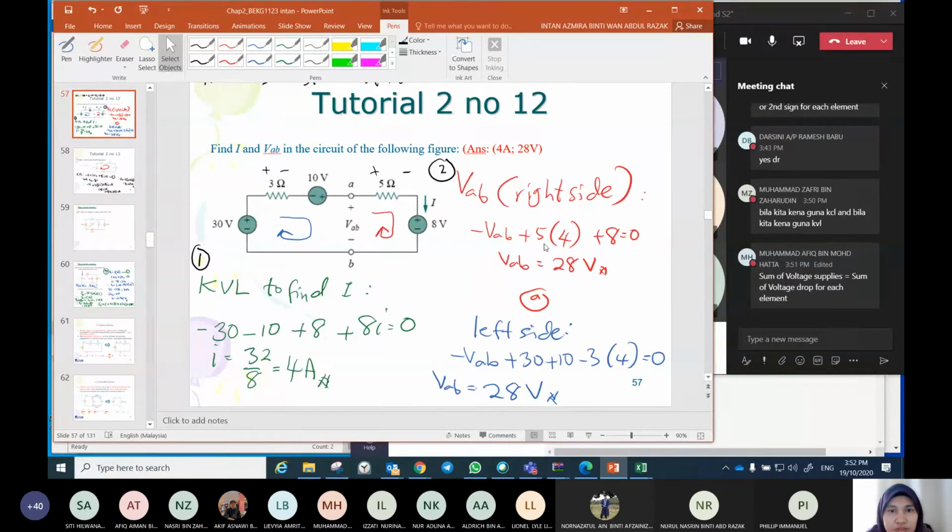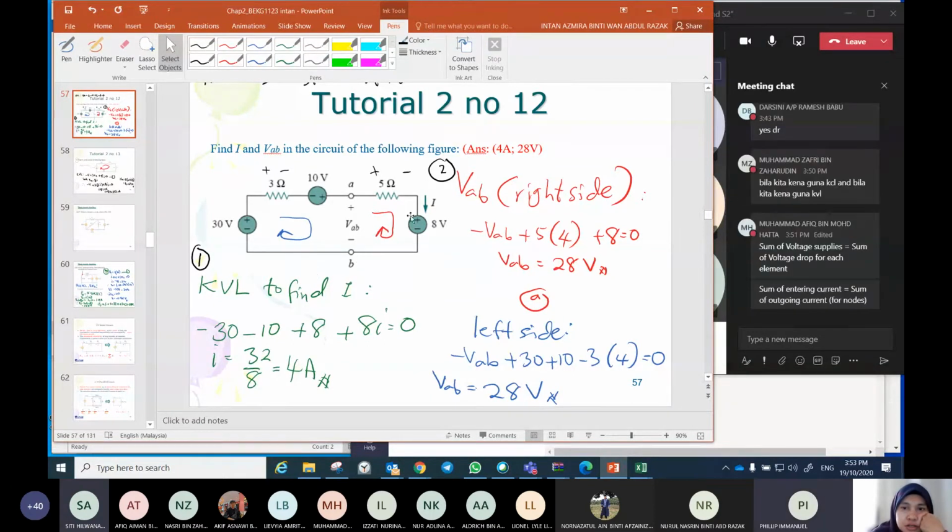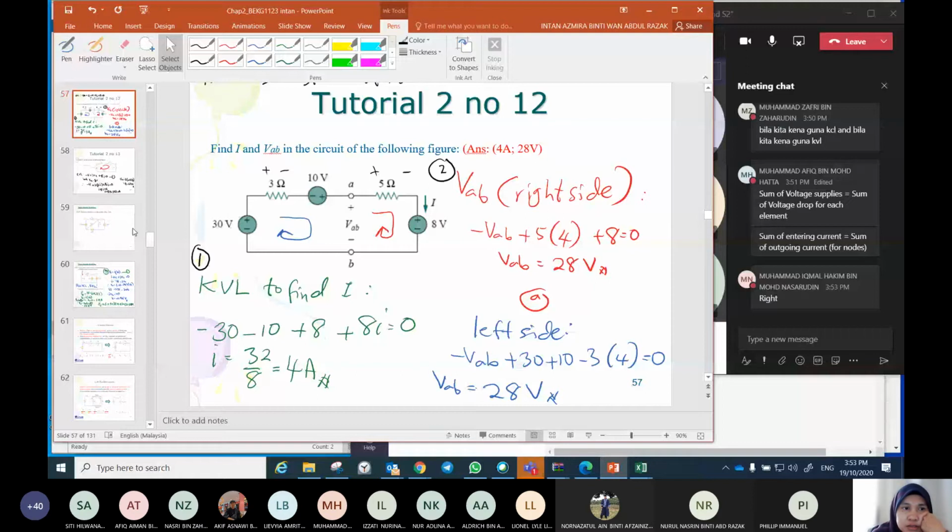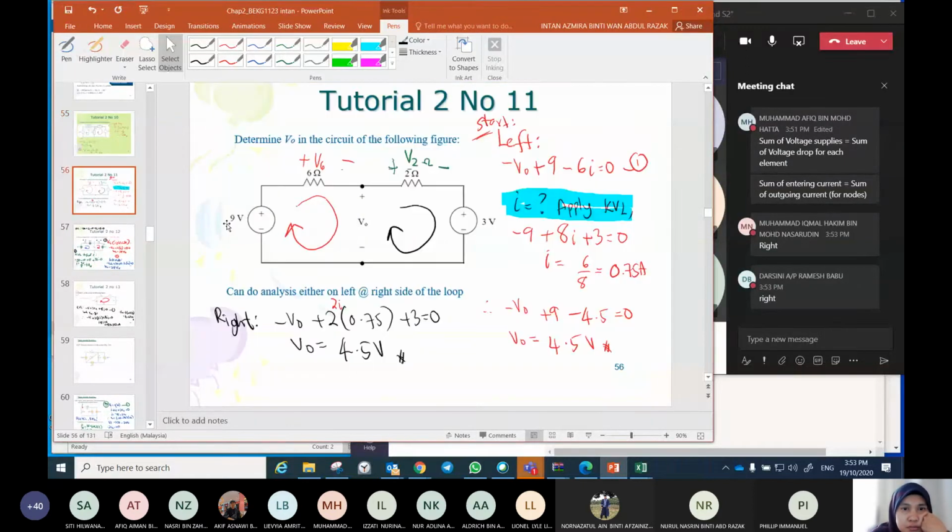Okay, so it is proven VAB at the right side is equal to VAB at the left side. Which one is easier to analyze, the right side or the left side? The right side is better because of fewer elements, right? In this example, actually the first step is to find the current. We find the current first because we deal with the whole loop, and then the left side calculation is only this. And this is the equation for the right side.